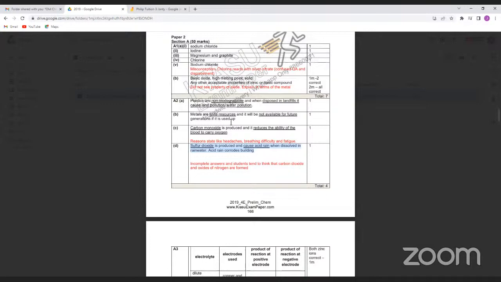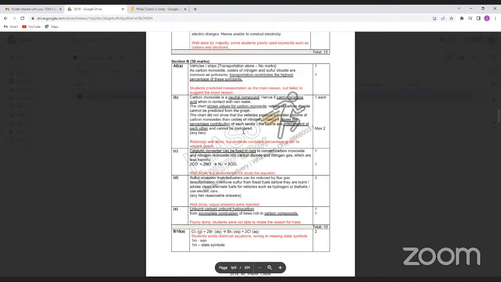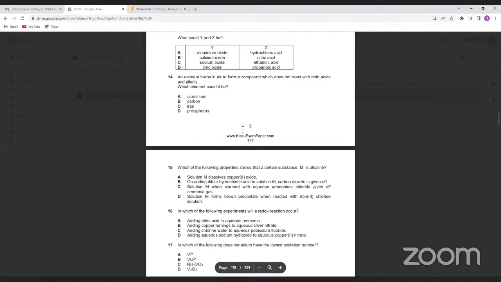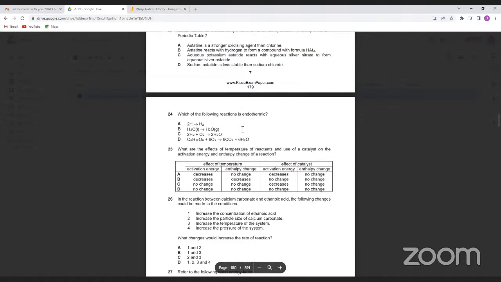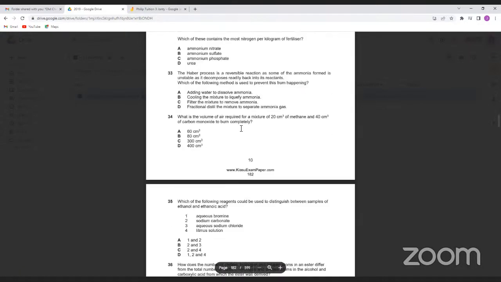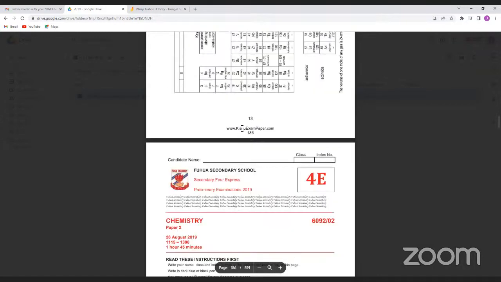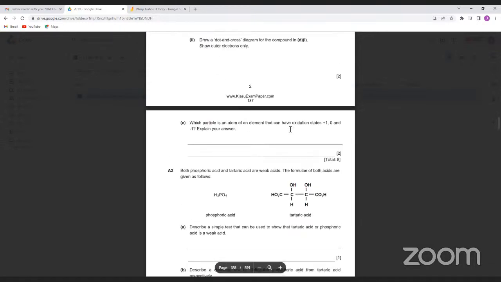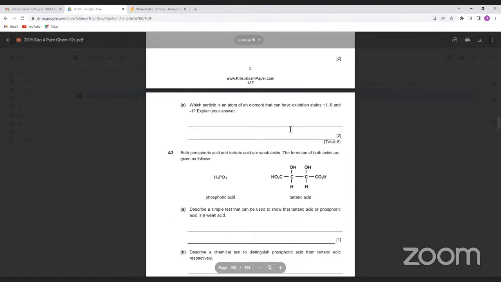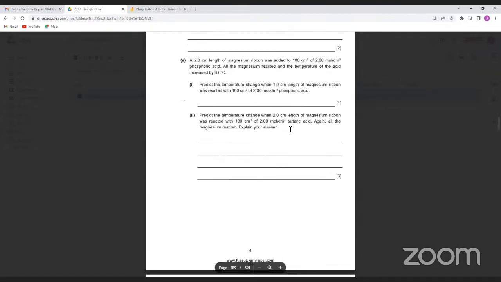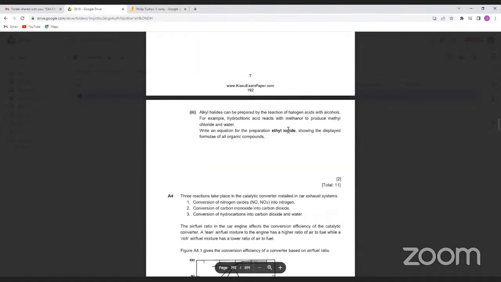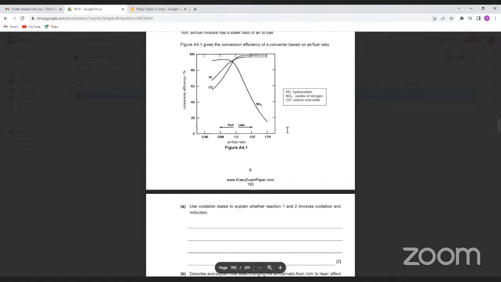Now, shall we go to the next paper and find the pollution question, and try to do it? Yeah, let's ignore the MCQ for now. Now, let's go to paper 2, which is not this one, not this one, not this one. Oh, there you go.